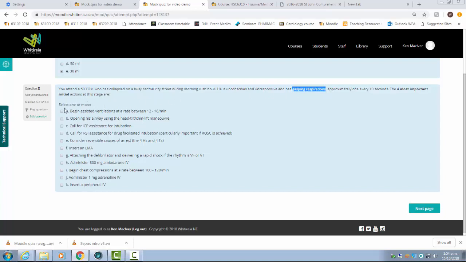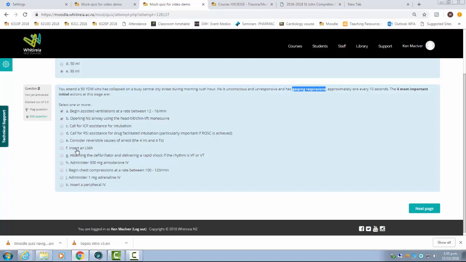Therefore, let me see, my first thing is begin assisted ventilations at a rate of between 12 and 16. Yeah, that sounds sensible. Opening his airway using the head tilt chin lift maneuver, that sounds sensible. Call for ICP assistance for intubation, not initially, it's not one of my 4 most important initial items. Call for RSI assistance for drug assisted intubation, no, not initially. Consider reversible causes, the 4 H's and 4 T's, again not immediately.